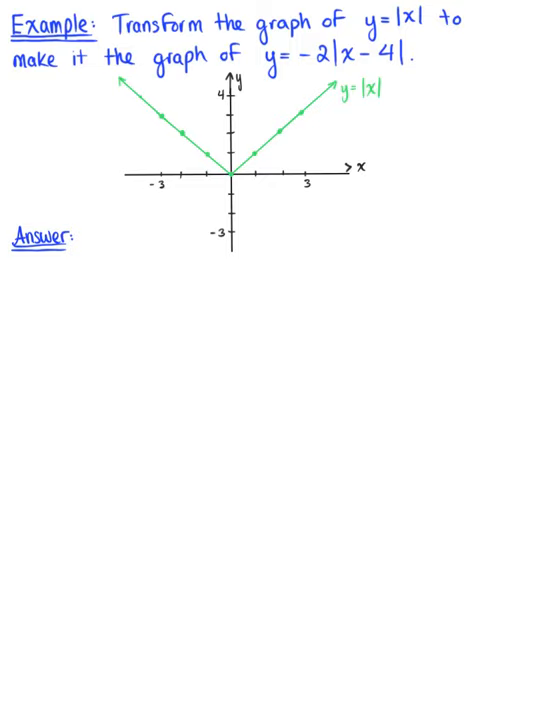Transform the graph of y equals the absolute value of x to make it into the graph of y equals minus 2 times the absolute value of x minus 4. And we are provided here with the graph of the parent function, the absolute value of x. So that's where we're going to begin. We're going to begin by noting that our parent function, or the basic graph, is that of the absolute value of x. So we can say y is equal to f of x is equal to the absolute value of x.